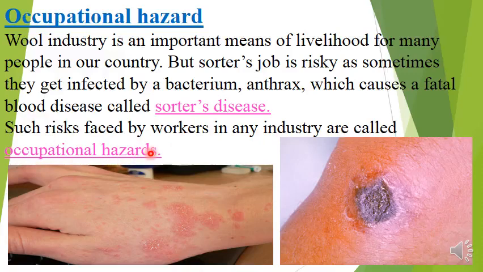Occupational hazards means they get some diseases only in their working place, like industries or factories, so they are called occupational hazards. These are the symptoms of sorters' disease. We can see red color rashes on the skin. Some major precautions can be taken to avoid this problem, like wearing gloves or applying some powder which does not react with the skin. Okay, this is called occupational hazards.